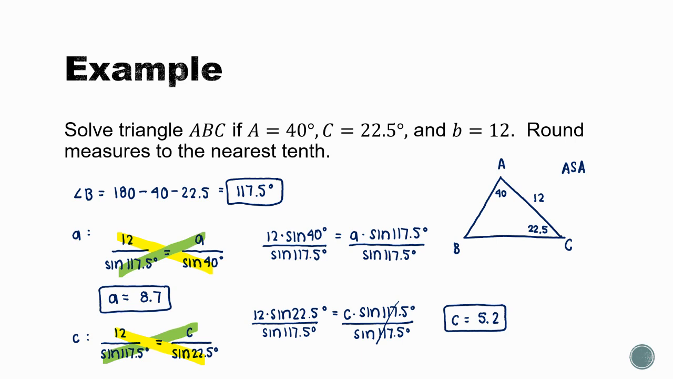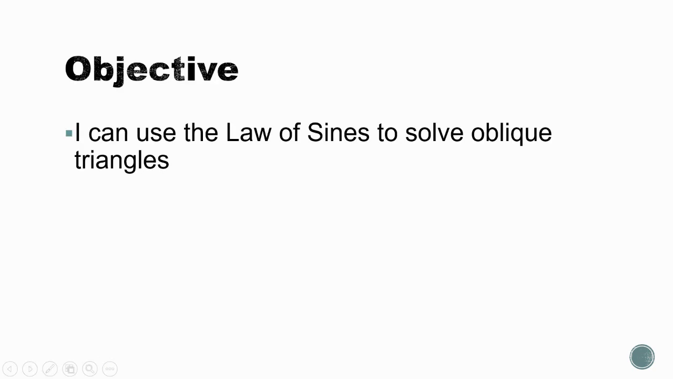Once again, if you look at the measures of the angles versus the side lengths, the angle B that we found was the biggest angle, 12 was the biggest side. 40 was the next biggest angle, 8.7 is the next longest side. Angle C is the smallest, side C is the smallest length. Okay, so that's us using the law of sines to solve oblique triangles.